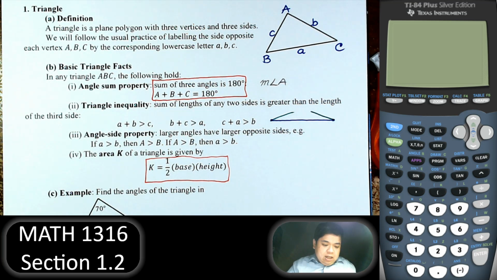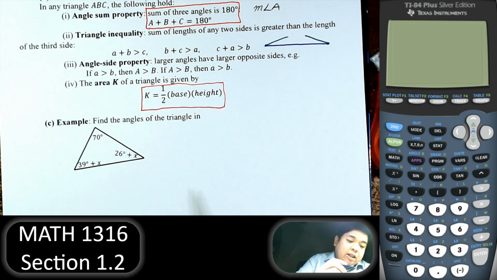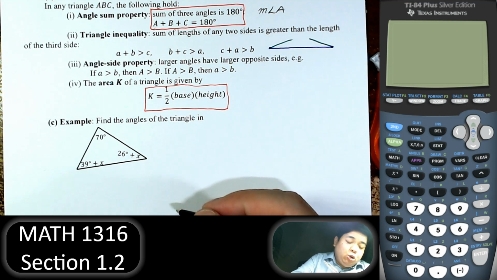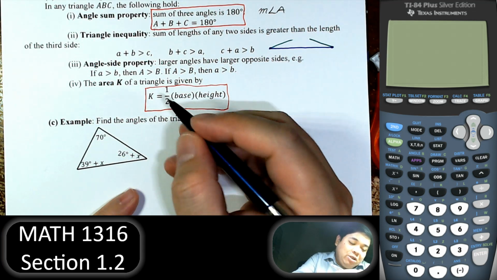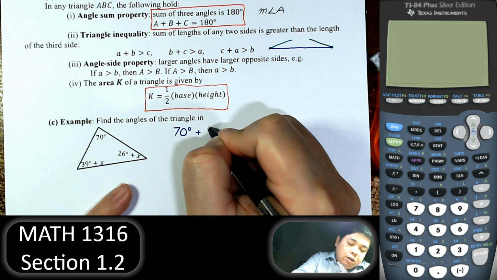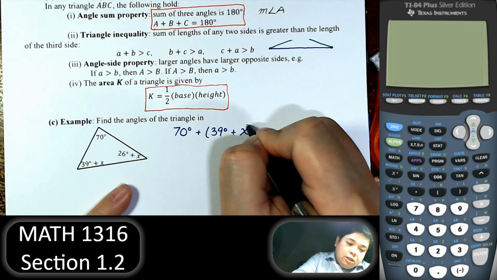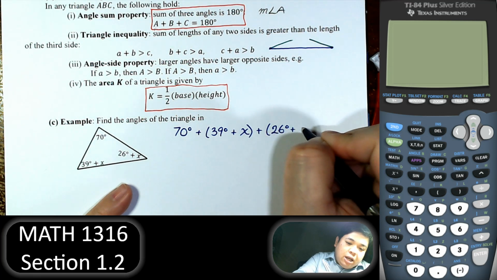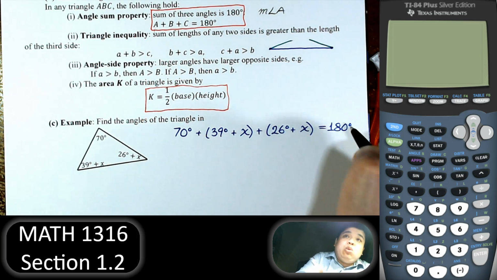Let's look at the first example. For the angles in the triangle here, we have the property that all the angles add up to 180 degrees. So we have 70 degrees plus 39 degrees plus x plus 26 degrees plus x equal to 180 degrees. We just solve for x here.